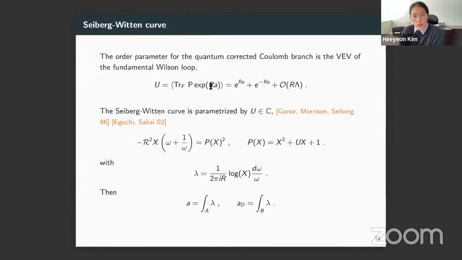And the order parameter of the quantum corrected Coulomb branch is nothing but the vacuum expectation value of the fundamental Wilson loop along the circle S1, which we will call by this letter U here. And what we call the Seiberg-Witten curve is a family of elliptic curves, which is parameterized by this complex number U, which can be expressed in terms of these equations. And as usual, the variables A and A_D can be written as period integrals of some meromorphic one-form, lambda.